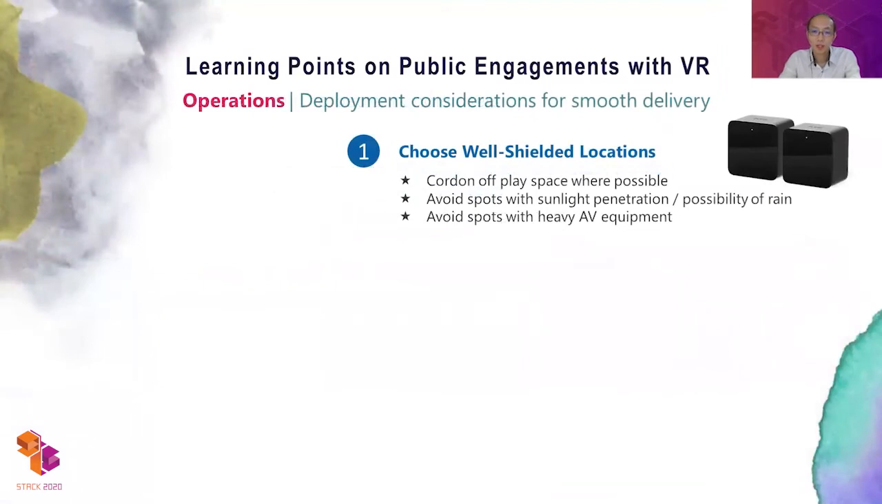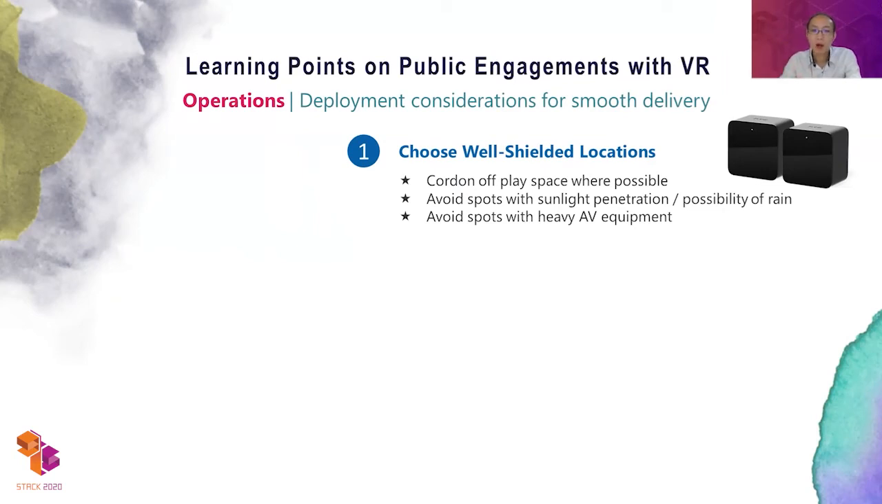Now, in terms of operation considerations, I think the most important thing is to choose well-shielded locations, which are locations that can be easily cordoned off, or maybe choose a corner in an indoor space. This is important because open spaces are actually quite dangerous, where people walk past the play space, and then users who are donning a headset cannot see where they're going and bump into them. And secondly, it also affects the performance of the VR sensors and confuses them a bit.